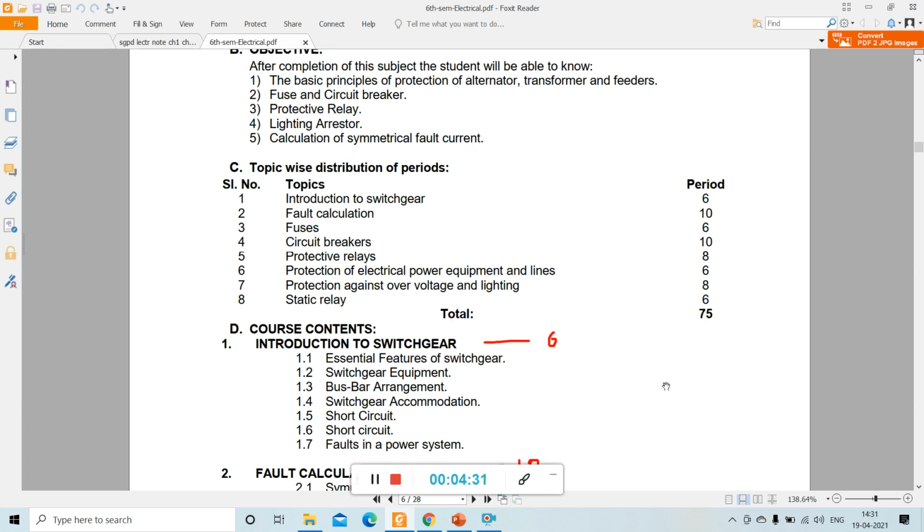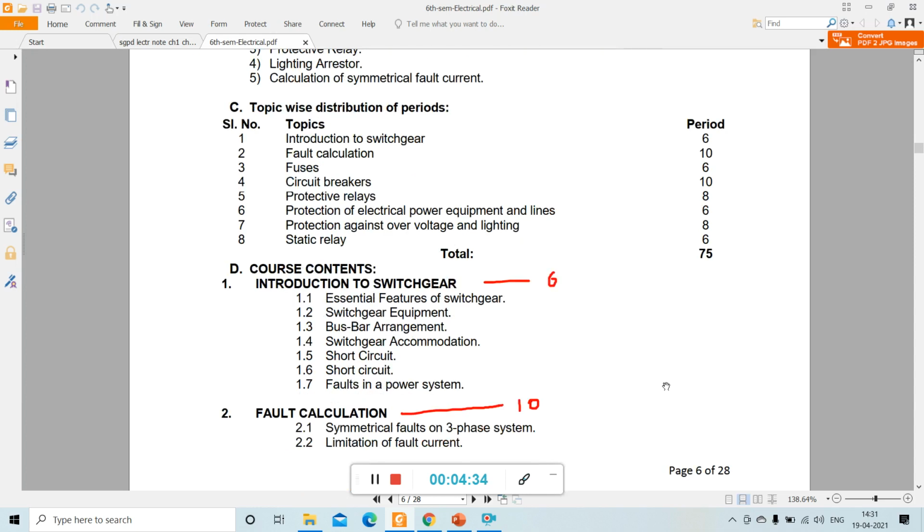Okay, so first we will discuss the introduction to switchgear. So what is this term switchgear? Under this we will study essential features of switchgear, switchgear equipment, bus bar arrangement, switchgear accommodation, short circuit, then faults in a power system. Okay, in short circuit we will study short circuit current, and in faults we will study different types of faults that happen in a power system. Okay, so let's go to the details of this introduction to switchgear part.